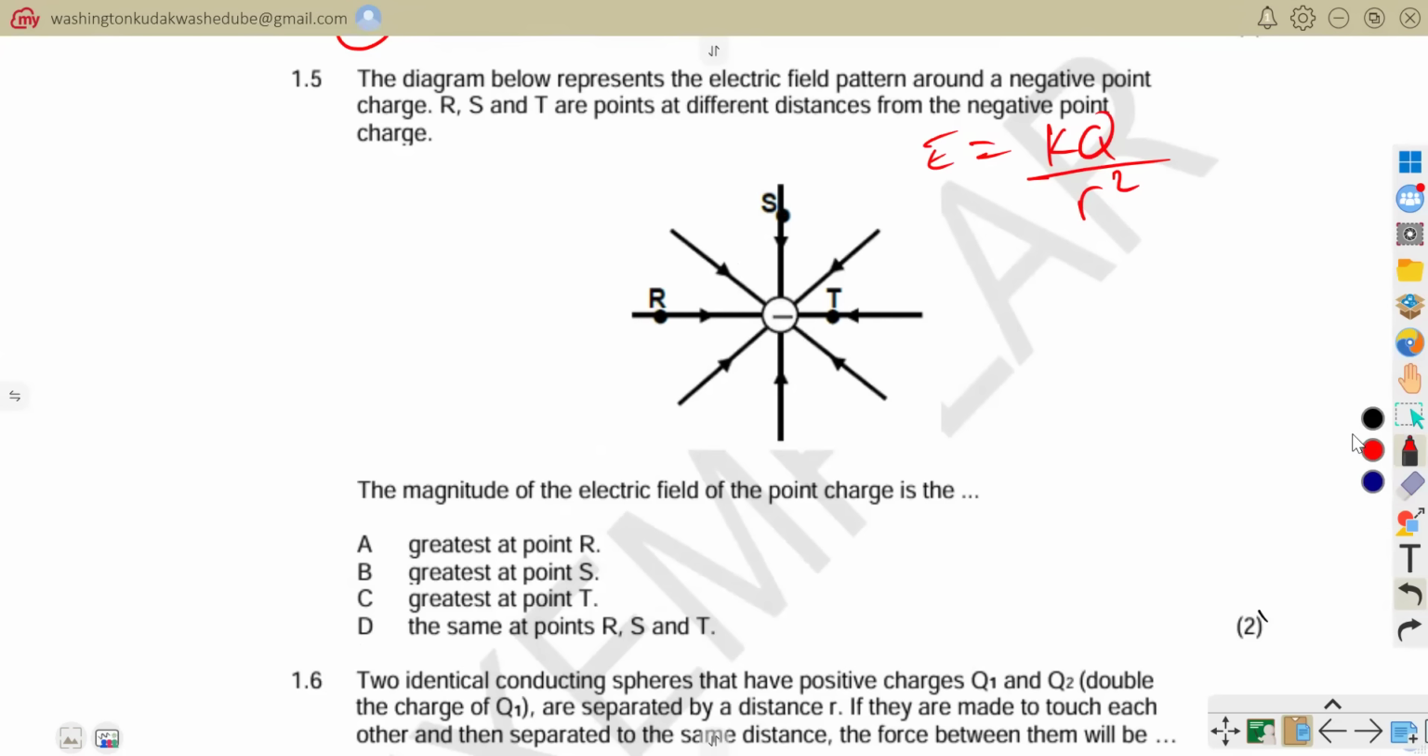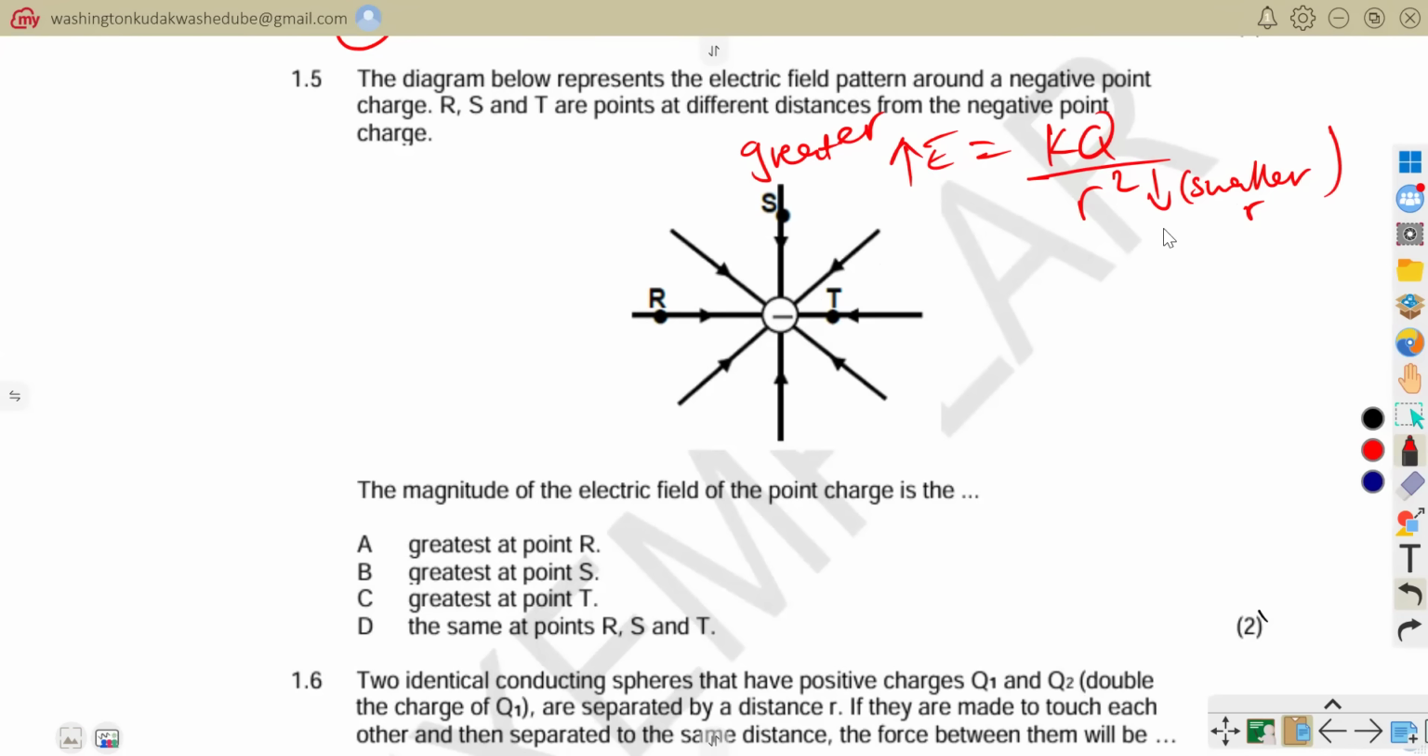So we can actually see that the smaller the distance, the greater the what? The electric field force. It is actually going to have a greater attraction or else repulsion here. That is what we mean by electric field. This is the region where you would experience some force.